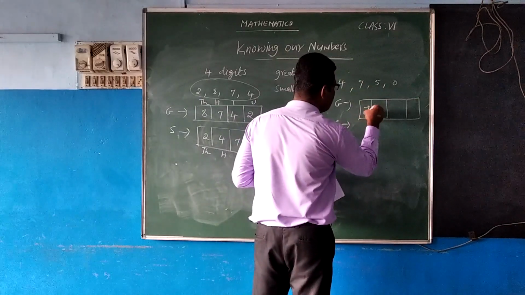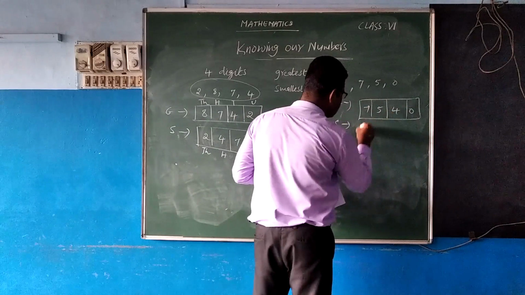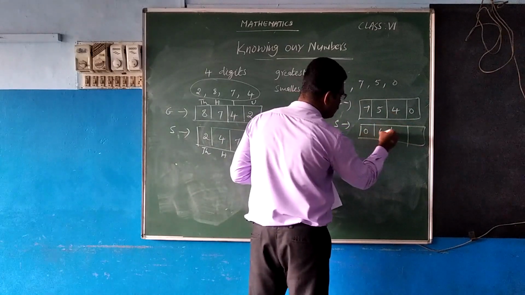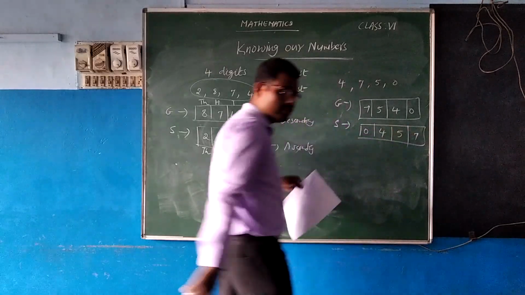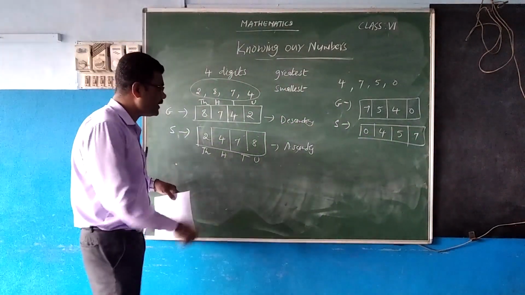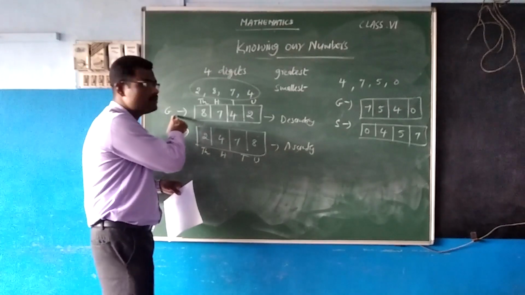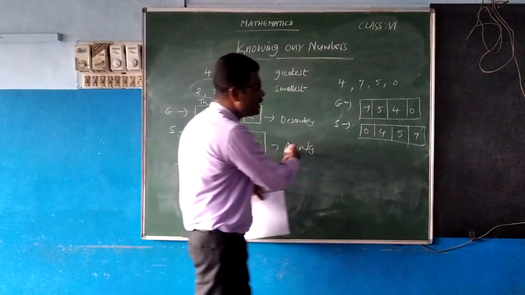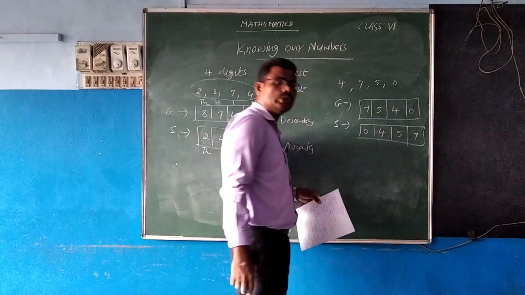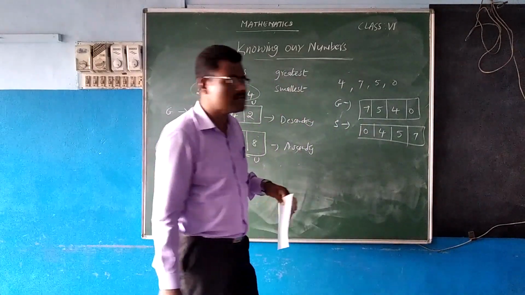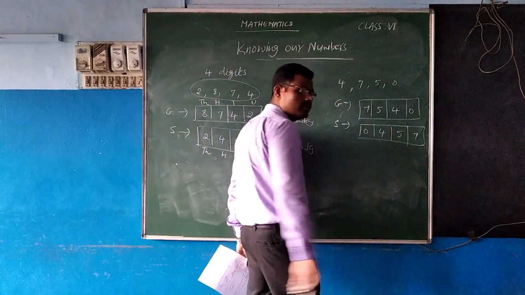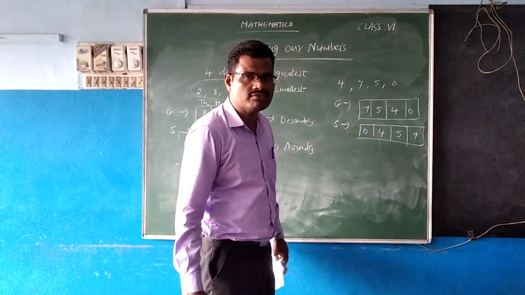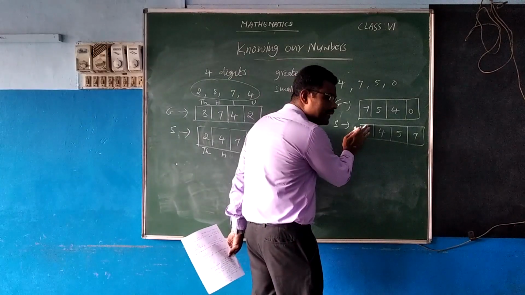Highest is 7, 5, 4, 0. Lowest, if you write, is 0, 4, 5, 7. You may say, sir, that greatest number means descending and smallest number means ascending, so I have written like this. Is it true? No. Because when 0 is at the first place, at the topmost end of the left side here, it has no value.